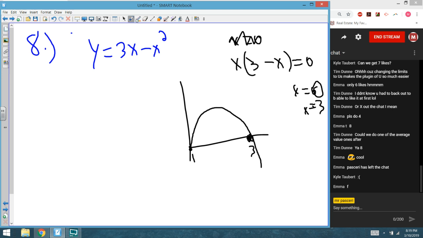So what do we want to do? Well, we want to find the area inside of here, and we want to divide it by 3, because that's how wide this region is. And when we do that, we'll get the average height of the function over this interval.